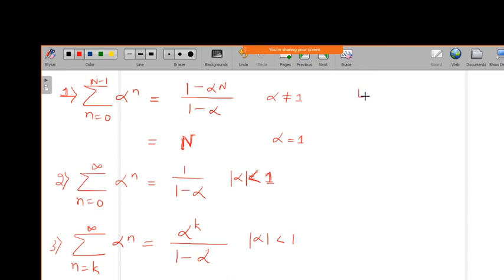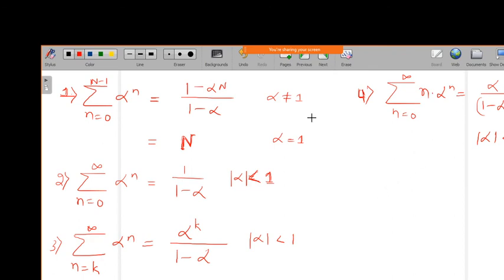And one more final equation. These are all important in future concepts like Fourier representations, Z transforms, and also convolution. So these formulas are very important. And the fourth one is the summation n equal to 0 to infinity of n into alpha power n, which we can write as alpha by 1 minus alpha whole square, where alpha is less than 1.